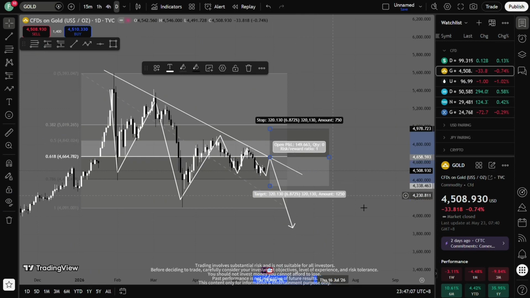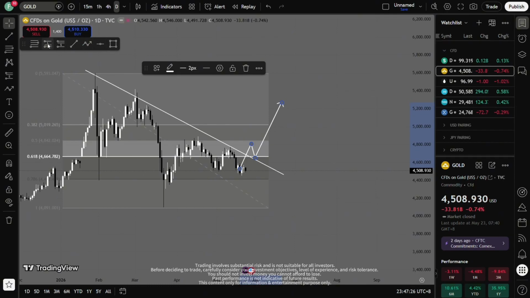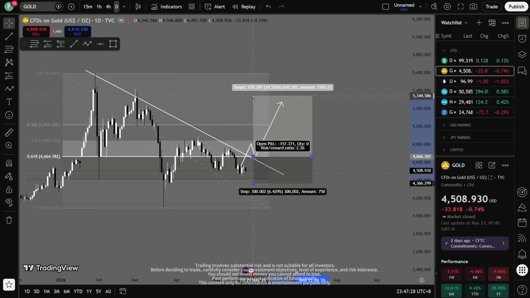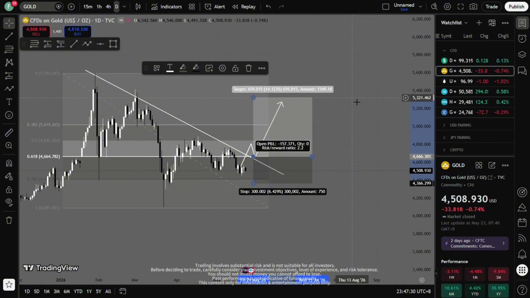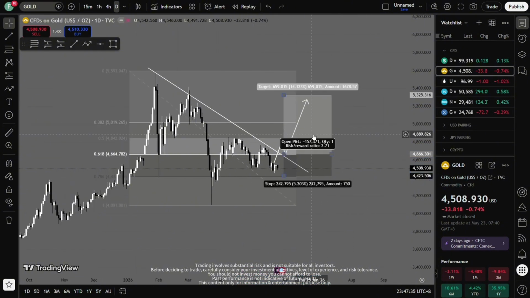And the other scenario is if it breaks through the trend line and then holds above the 0.618 Fibo level, I might consider taking a long here to this level, 5,300. So these are the two scenarios for the gold.